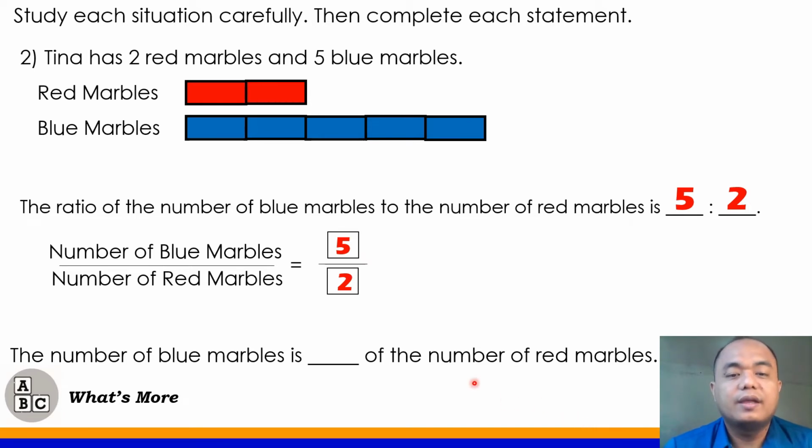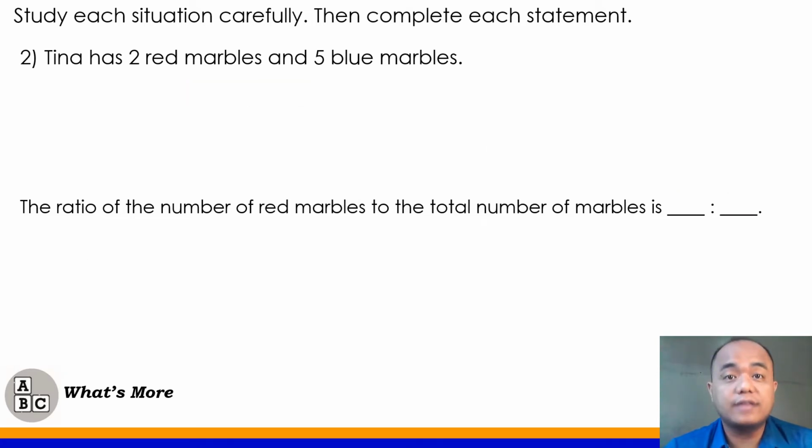Very good. The correct answer is 5 halves. So the number of blue marbles is 5 halves of the number of the red marbles. So let's have another set of statements for number 2.